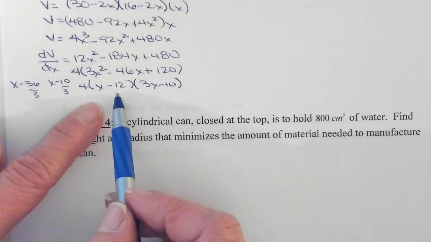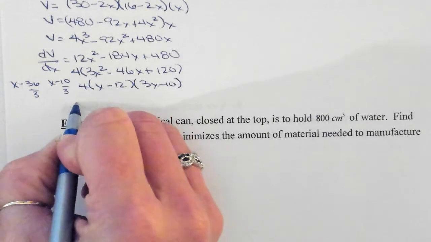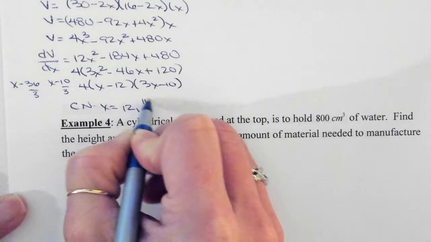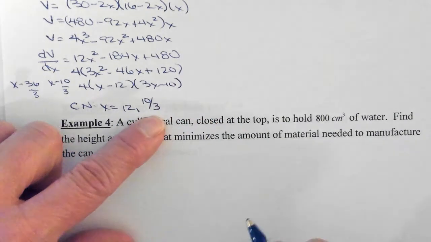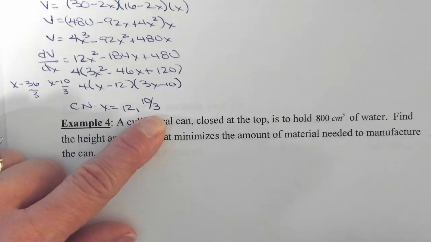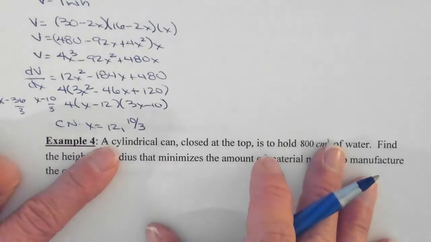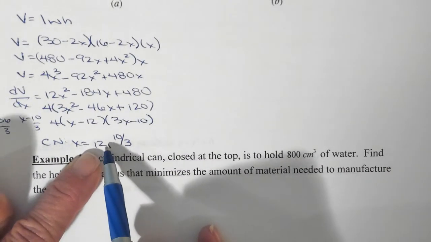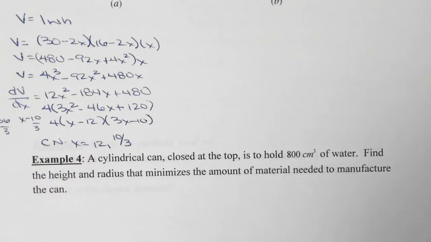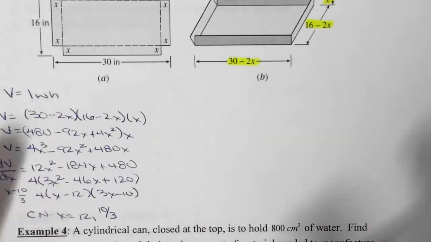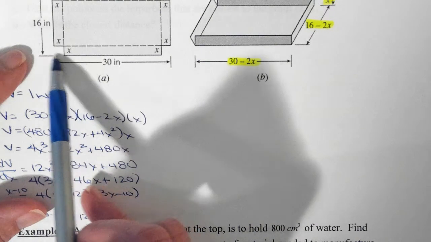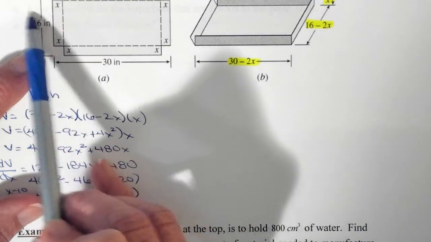So then basically I have my critical numbers, right? We have critical numbers where x is equal to 12 and 10/3, which is 3.3 repeating. Okay. So here's the deal. What we're saying is there is a possibility that I would cut out a square of 12 by 12. Let's look up here. If this is 16 and I cut out 12 from one side, am I going to have enough to cut out 12 from the other side?